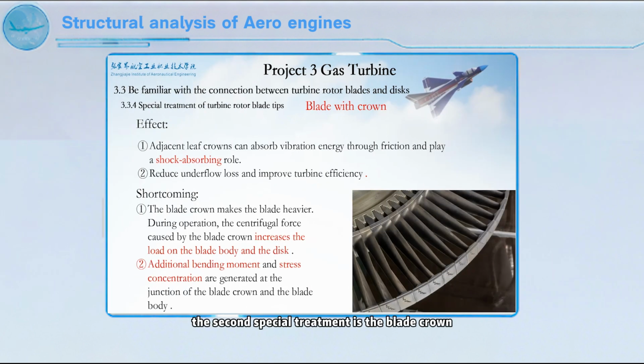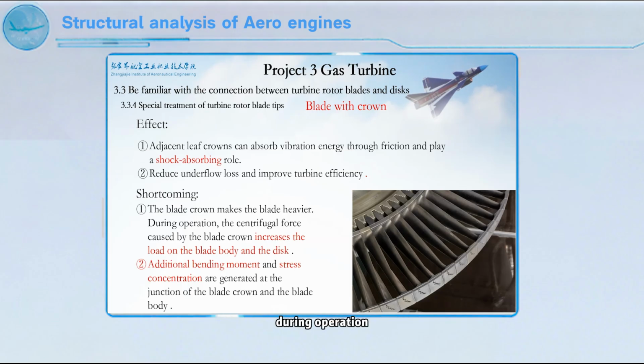The second special treatment is the blade crown. As shown in the figure, the high-pressure turbine blade of the turbojet 7 engine has a crown. The role of the crown is to absorb vibration energy by using the friction between adjacent blade crowns, thereby effectively reducing vibration. In addition, the adjacent blade crowns are combined into a ring shape to restrict the airflow to flow in the flow channel formed by the blades and the blade crowns, reducing the underflow loss and improving the turbine efficiency. However, the blade crown also makes the blade heavier.